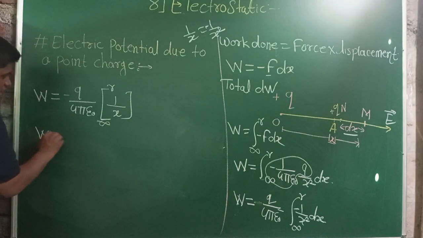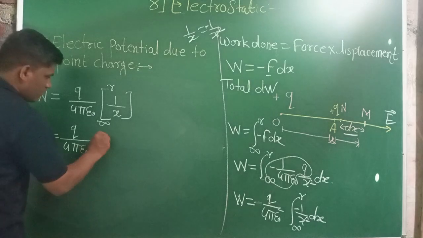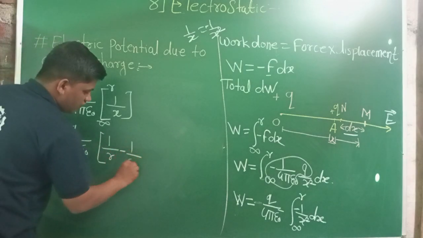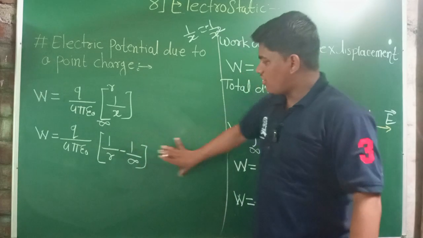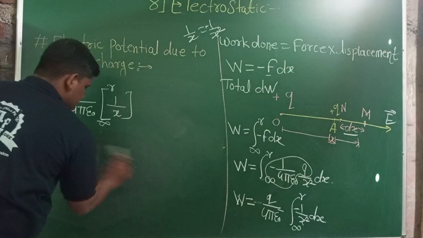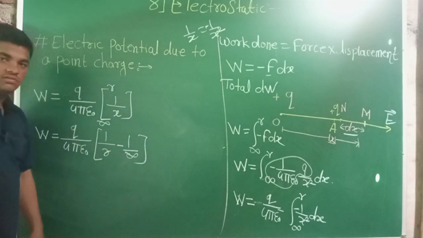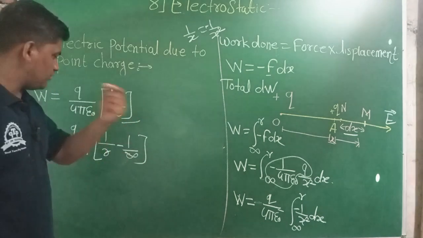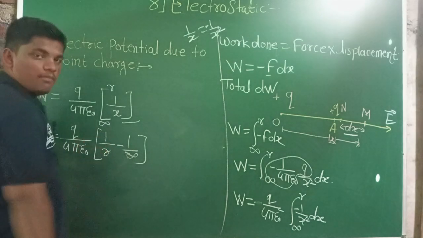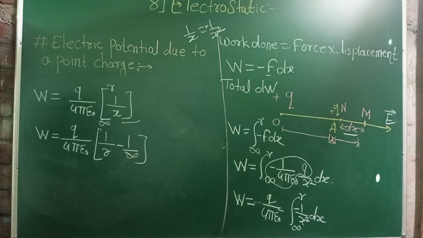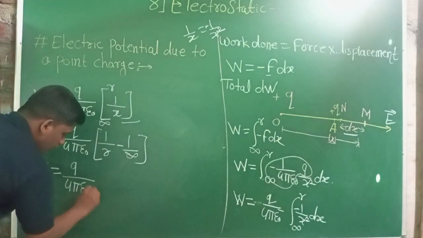We know that when we apply the limit, q upon 4 pi epsilon 0 into, we apply the upper limit minus lower limit. This is what we discussed in the previous lecture. This is the rule of integration: we must apply the higher limit minus the lower limit. This is the value of the integration of 1 upon x square with respect to dx, and the limit of this integration is infinity to r. Applying the limit, 1 upon r minus 1 upon infinity, higher limit minus lower limit. Then the work done W is equal to 1 upon 4 pi epsilon 0 into r.